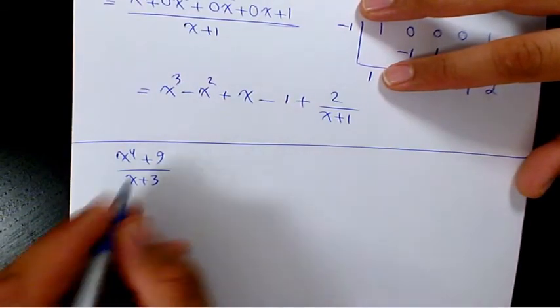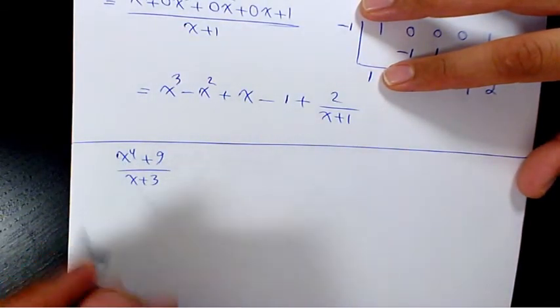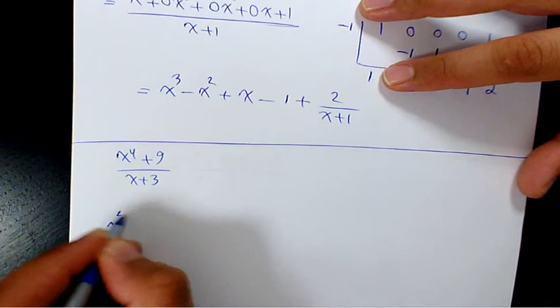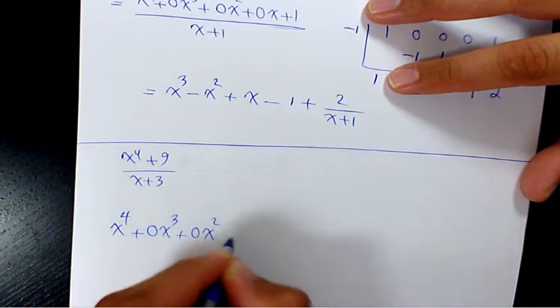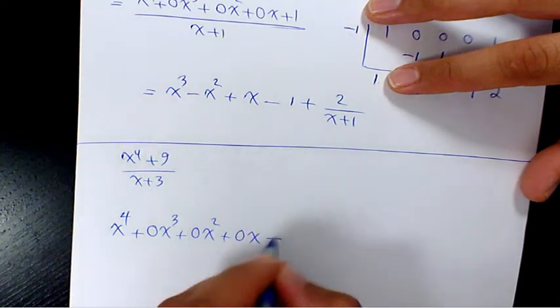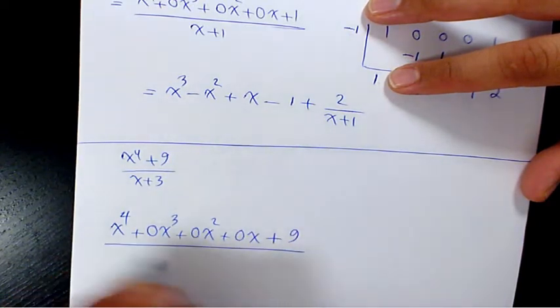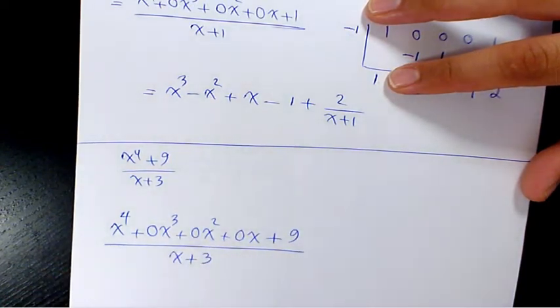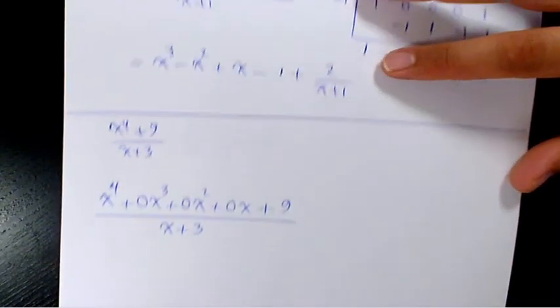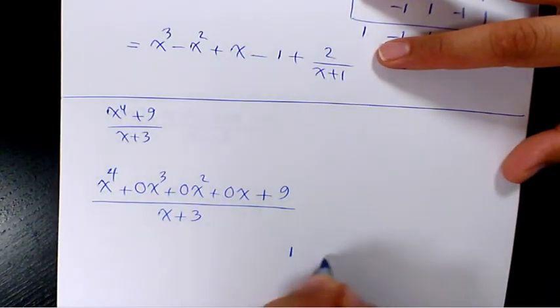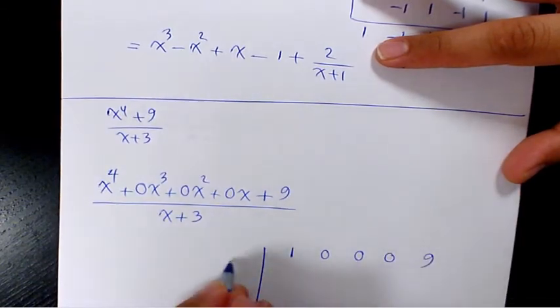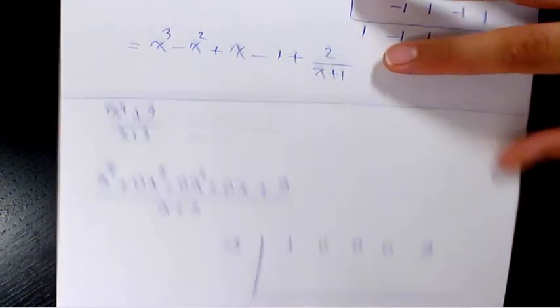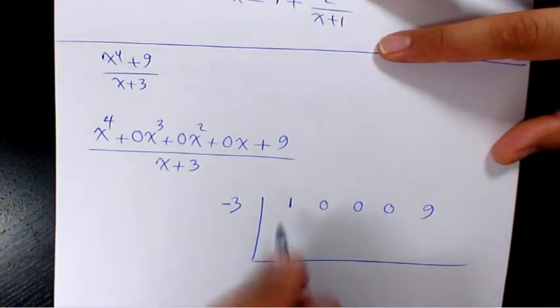Next one is x to the power 4 plus 9 divided by x plus 3. So we have x to the power 4 plus 0x to the power 3 plus 0x to the power 2 plus 0x plus 9 over x plus 3. So what you can do, you have 1, 0, 0, 0, 9. And here you need to write the root of the denominator. So you need to bring 1 down.